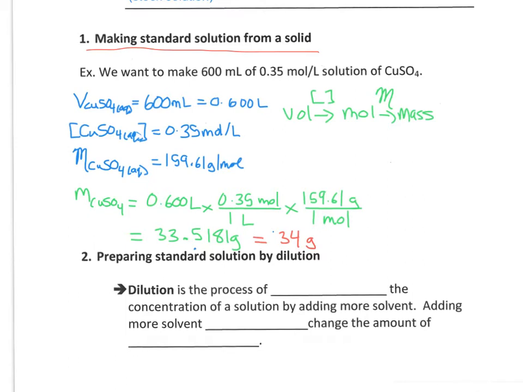However, when we're preparing a solution by dilution, we have a different type of calculation to perform. Before we do that, though, I just want to look at a definition of dilution. Basically, it's a process of diluting the concentration of a solution by adding more solvent. So just remember that adding more solvent does not change the amount of solute. The number of moles of the solute stays the same.